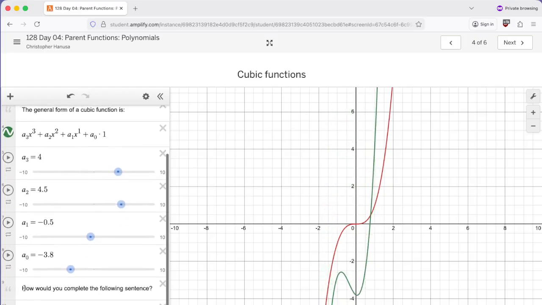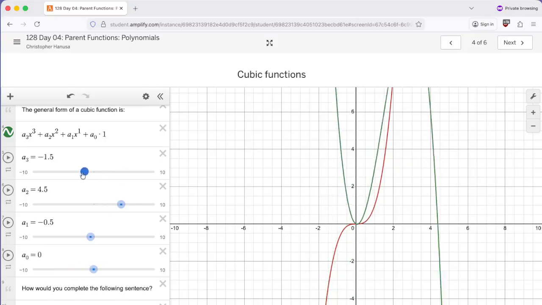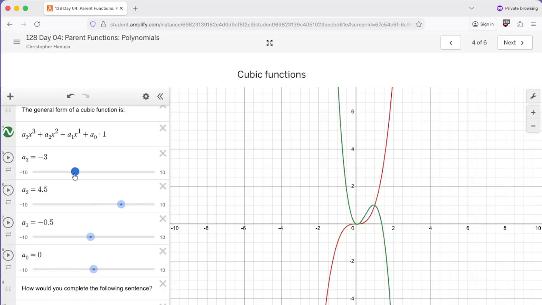All right, so how would you complete the following sentence? The graph of cubic functions... what would you say?